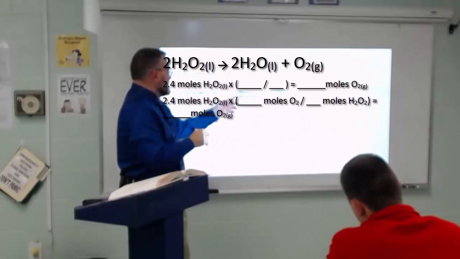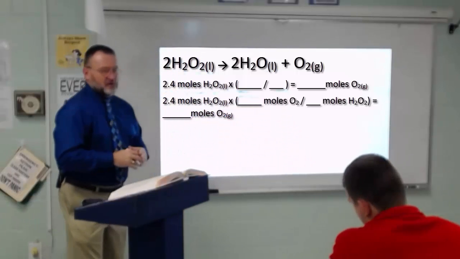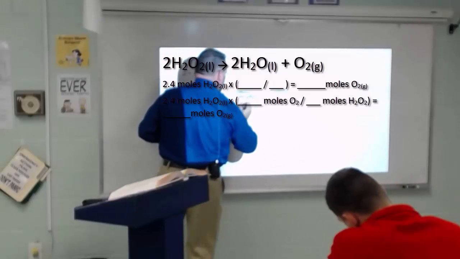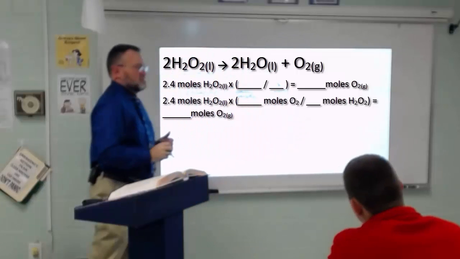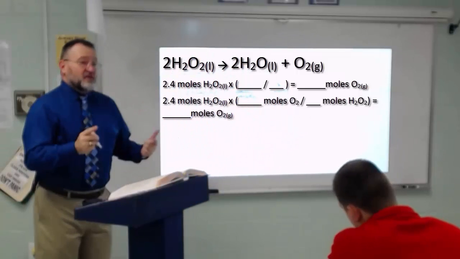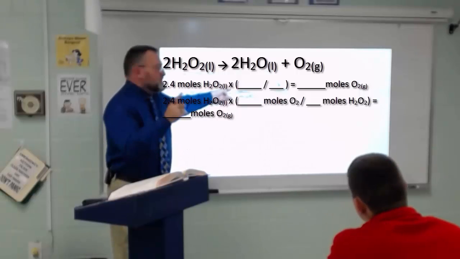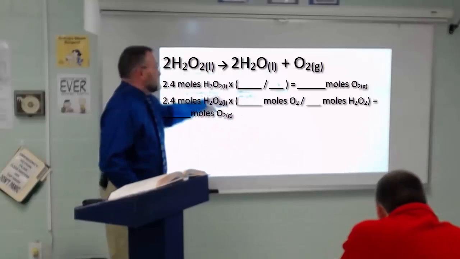And my units for my answer are going to be moles of O2. With this setup, those are the units that I would expect, because moles of H2O2 would cancel moles of H2O2, leave me with moles of O2, which is what I am asked for. So my setup is correct. Now the question is, what are the numbers that go in here? I need something that relates moles of O2 and moles of H2O2, and I get that from my balanced equation.